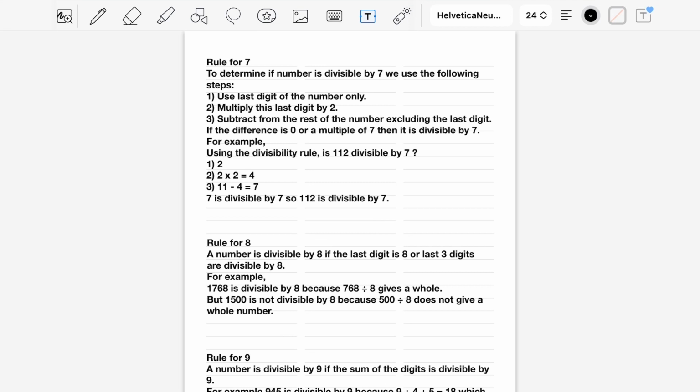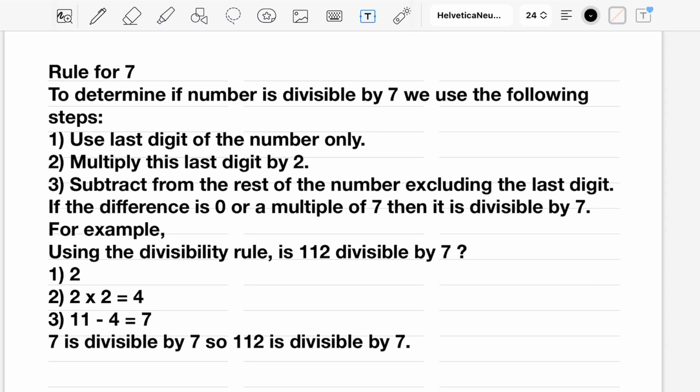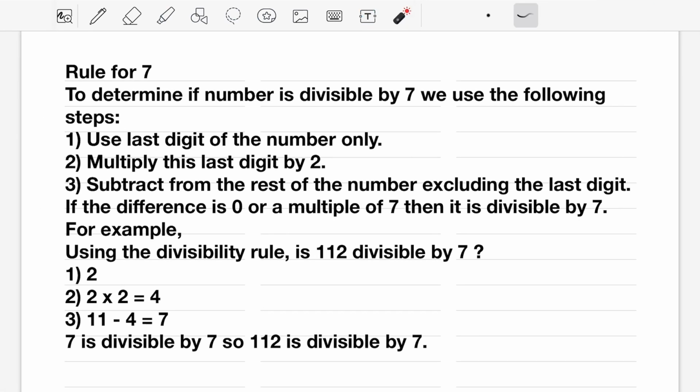So now we are on the last 3 rules. The rule for 7. How do we know if a number is divisible by 7? To determine if a number is divisible by 7, we use the following steps. Use the last digit of the number only, multiply this digit by 2, and subtract the answer from the remaining digits. So let's take a closer look at that.